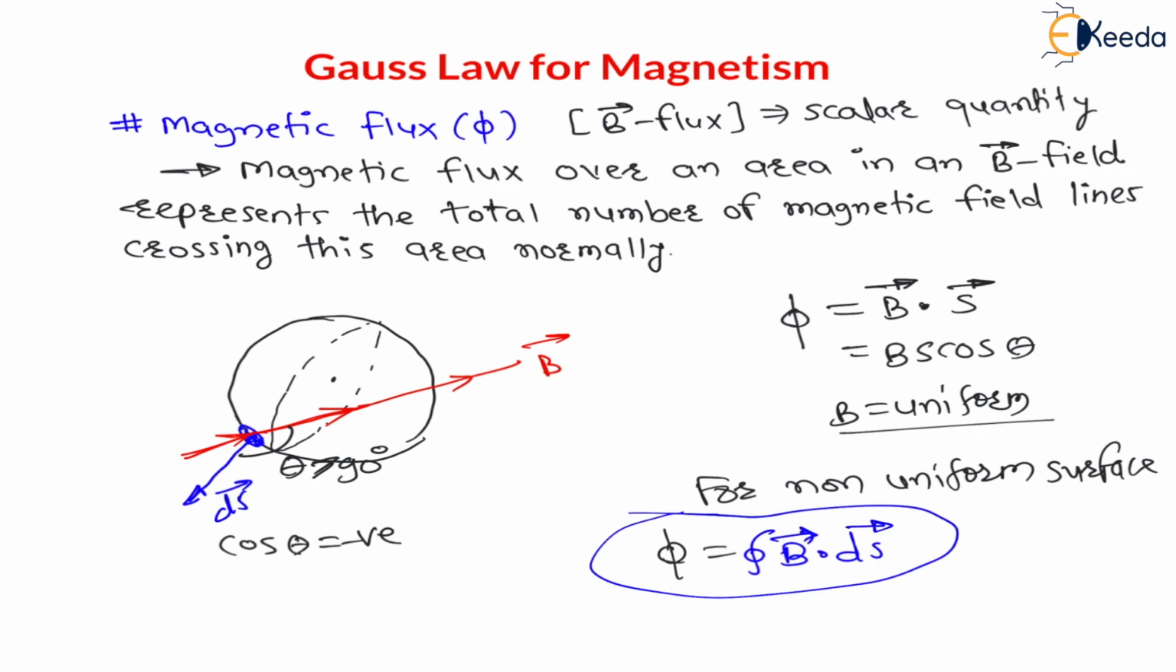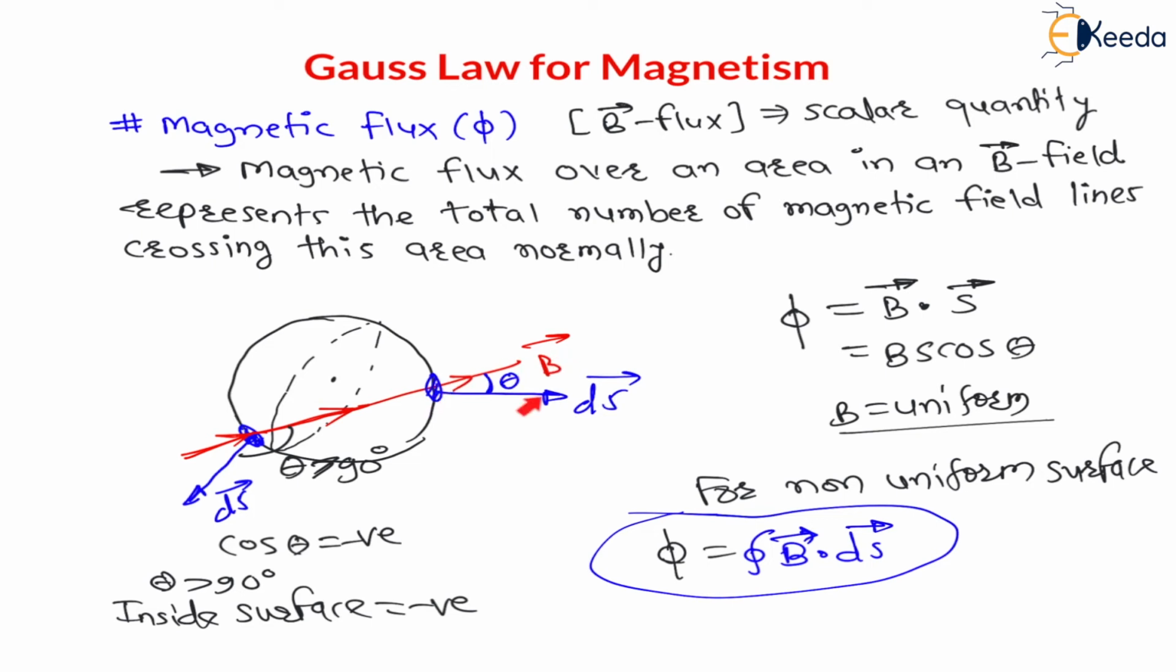You can understand here, whenever theta is more than 90, the flux is inside the surface, which is negative. And then let us say at this point I consider an area, and perpendicular to this area is the area vector, dS vector. Here if you check the angle theta, that is the angle between the magnetic field and the area vector, this theta is definitely less than 90, therefore at this location cos theta is positive.